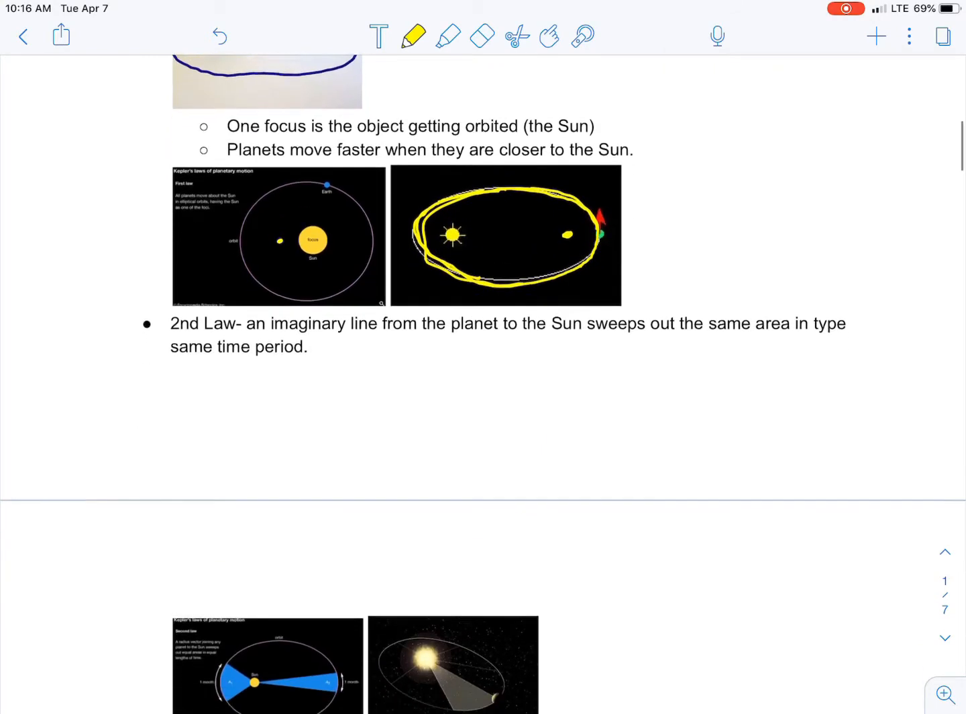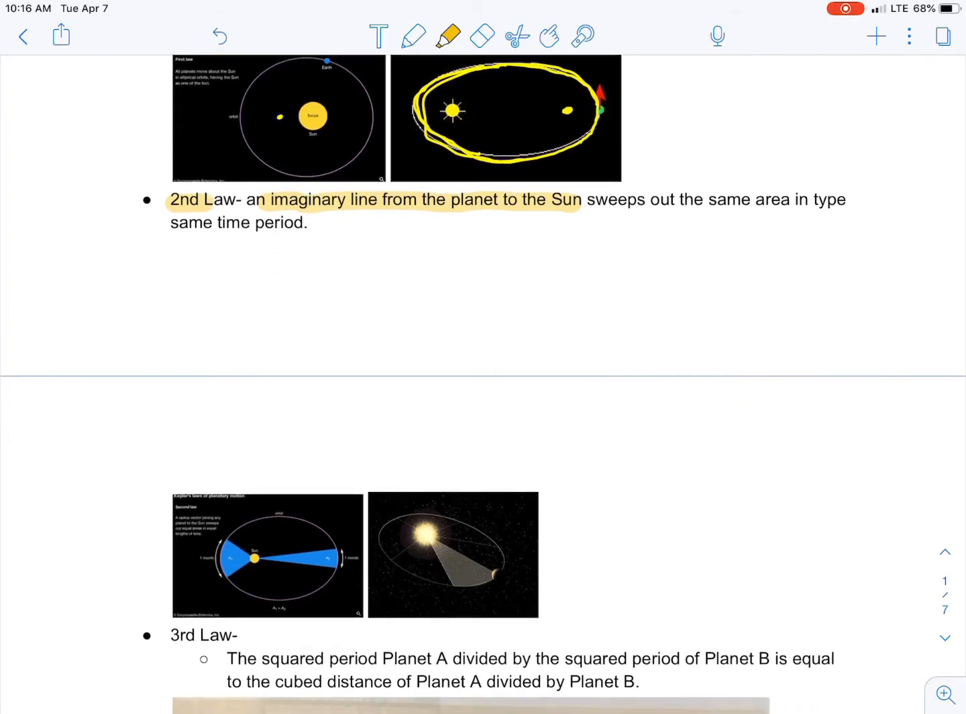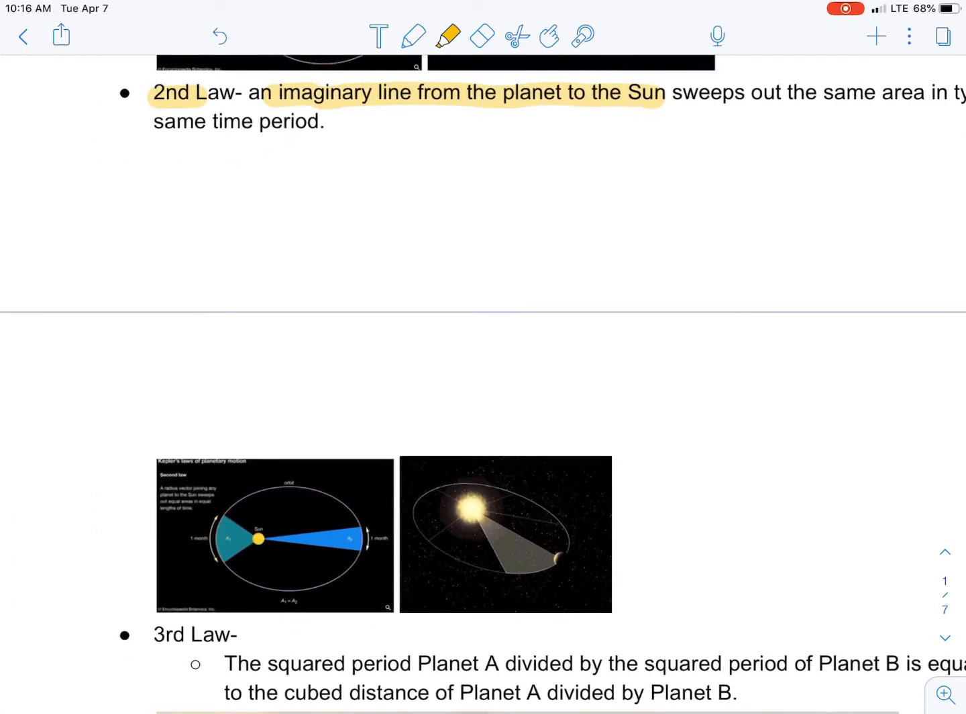Kepler's second law is that if you had an imaginary line from the planet to the sun, it would sweep out the same area in the same period of time. This is per planet, so this is the Earth, or this is Mars, each one is separate. All it's saying is that for the same time period, it will sweep out the same amount of space. I don't know if you can tell what I'm doing there.